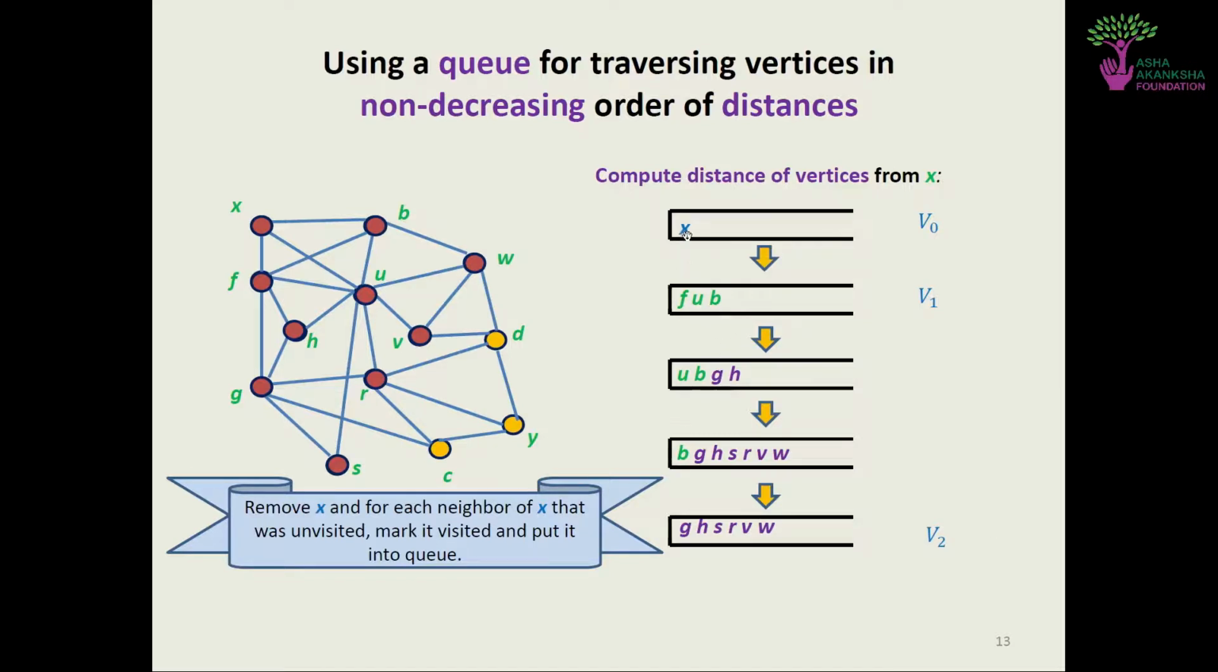You can see that first we finished everything in layer v0, then our queue finished everything in v1. So we first did f, then u, then b, and then we will go in order for everything in v2. When we look at the neighbors of g, we will find c, and c will be added last, after w. So everything from g to w will belong to set v2, and everything from c onwards will belong to further sets. That is how we'll do it.